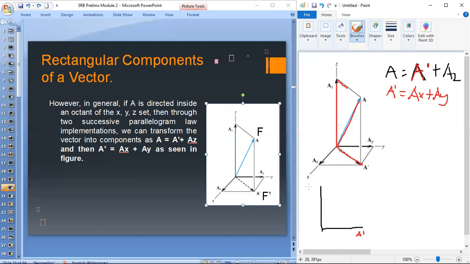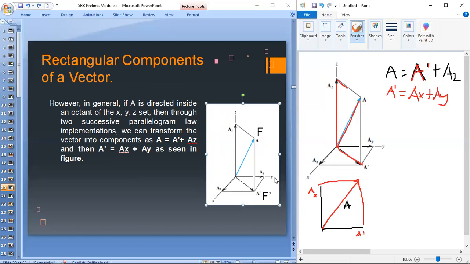Or nasa 2D plane ka lang. Imagine mo lang, dalawa lang: AZ at A prime. So once na mag-intersect sila, di ba? Ito yung A mo. Once na ma-reach nila yung point kung saan pwede na sila mag-intersect, equal na sila doon sa A mo dito sa loob. Okay? Under parallelogram law or rule dun sa module 1 natin.